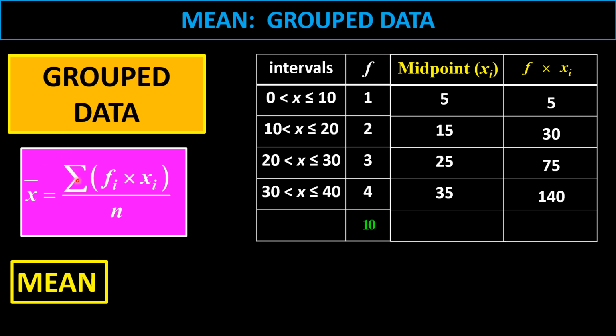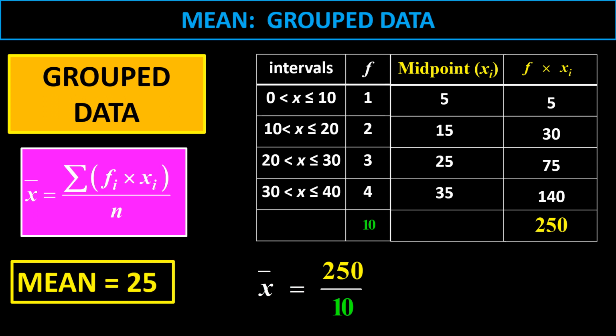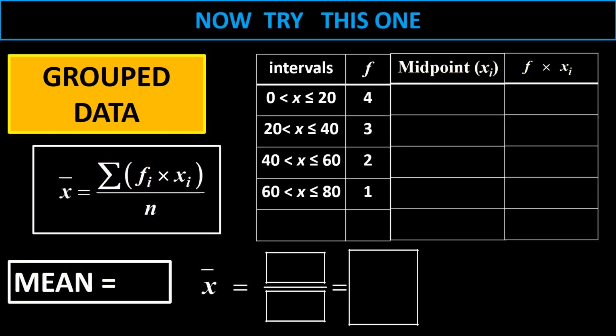But we want to obtain the sum. So I need the sum of the products. So I find the sum of the products. Now once I have that, there's the numerator part. And this n value is my denominator part. So it's 250 divided by 10. That's quite easy. So my arithmetic mean here would be 25.